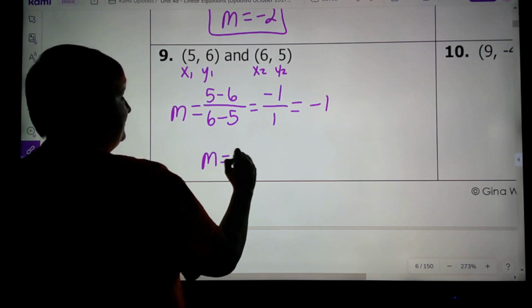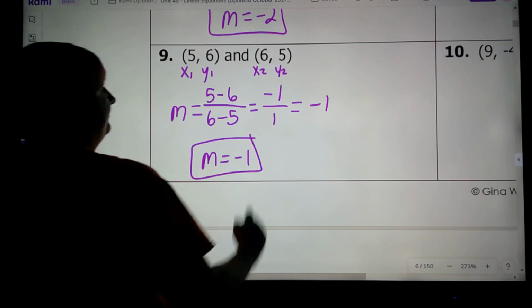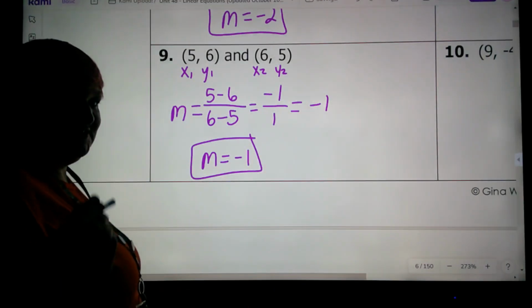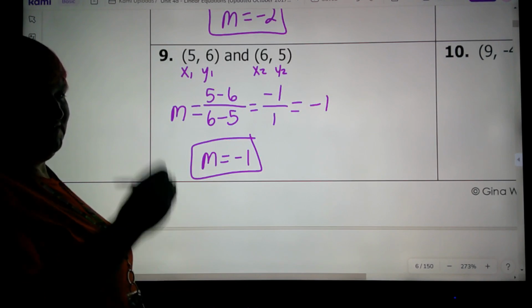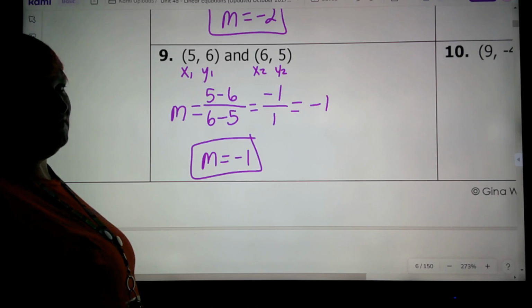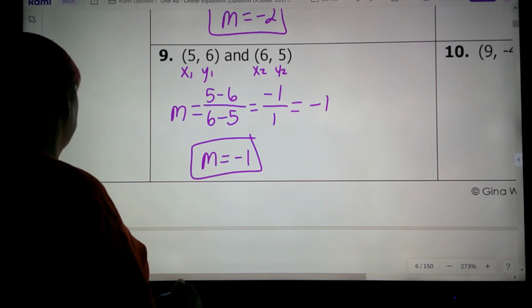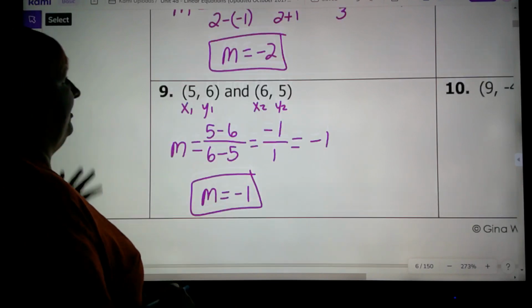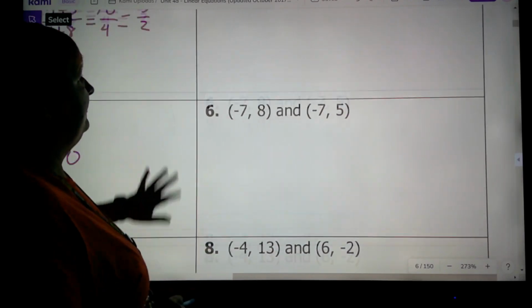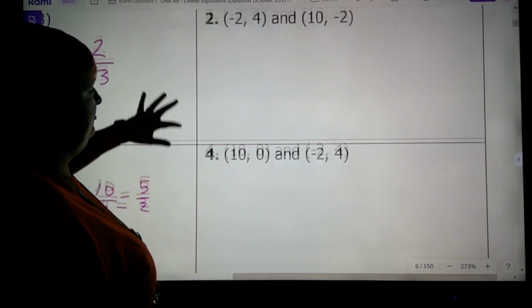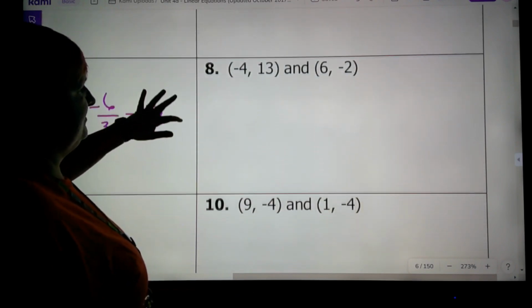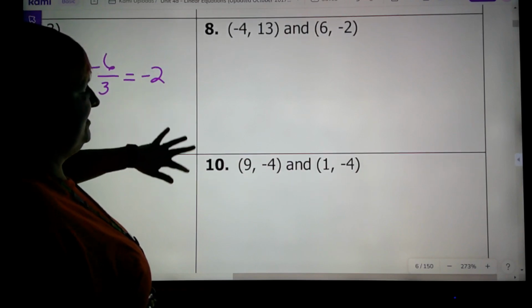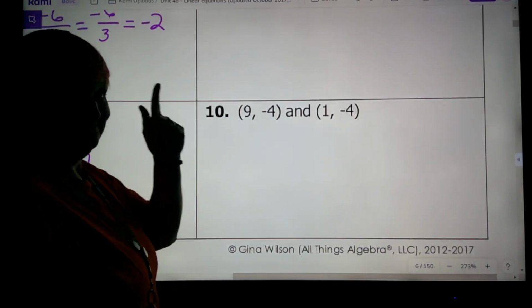So slope is -1. Now, if the 0 is in the denominator, it's undefined, because that creates the straight up and down vertical line, and that's not okay. All right, so you're going to do 2, 4, 6, 8, and 10. Good luck.